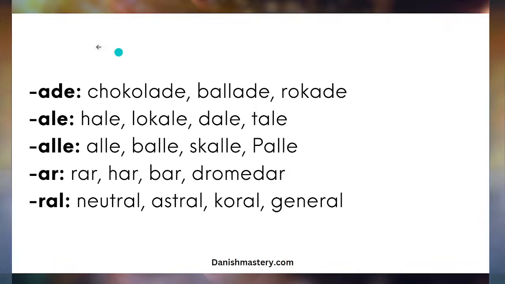Yeah, this is nice. You got ale. It's not a word on its own. Ale. Like chokolade, ballade, rokade. Right? So that's a soft D. When you see that, you want to assume that, okay, this is a soft D. If there are two Ds, it might be a hard one. But this is just one. Så chokolade, ballade, rokade. Nice. Og så har vi ale.